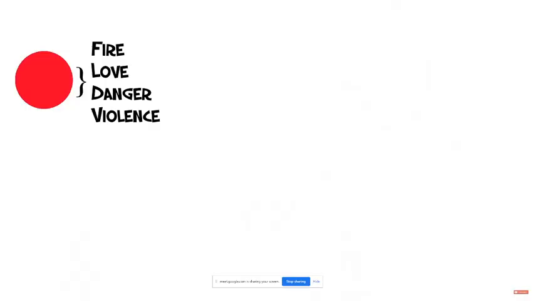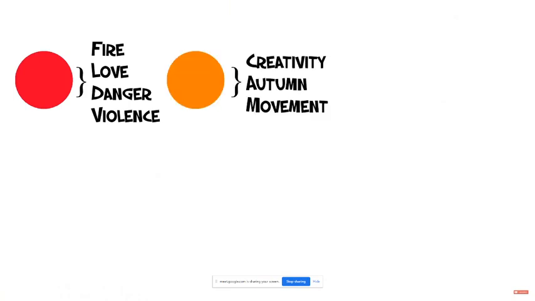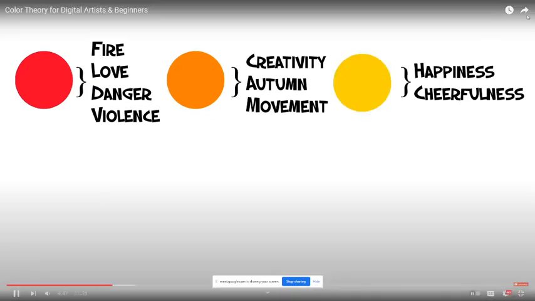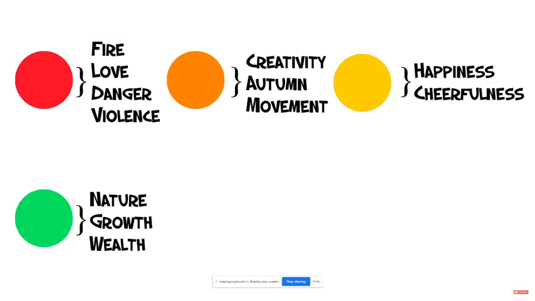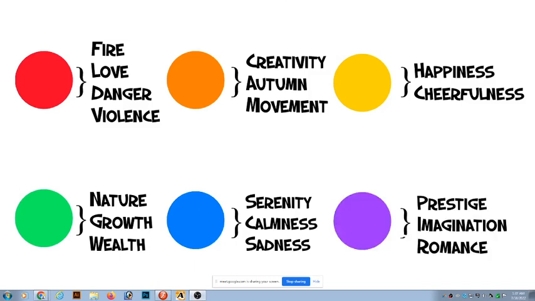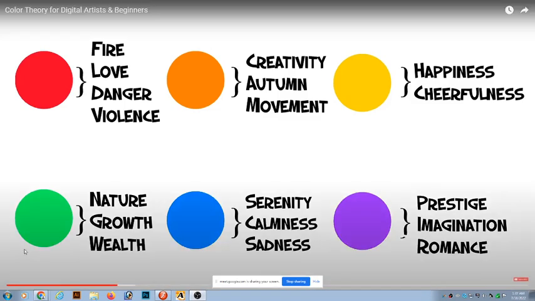Another important thing to think about when picking colors is the symbolism and emotions behind the colors. Certain colors make people think or feel different things, which can be used to your advantage as an artist that's trying to communicate with your audience. Red is associated with fire, love, danger, or violence. Orange can be associated with creativity, autumn, or movement. Yellow is associated with happiness or cheerfulness. Green can represent nature or growth or wealth. Blue is associated with peace, calmness, or even sadness at times. Violet is associated with prestige, imagination, or romance.